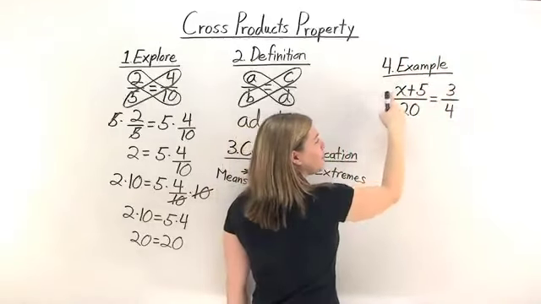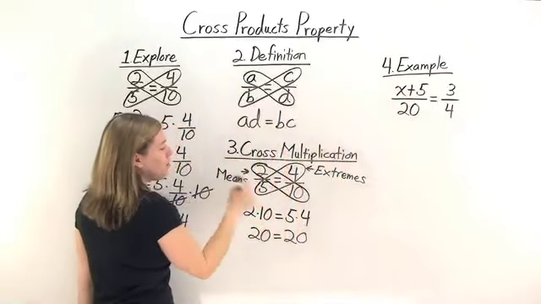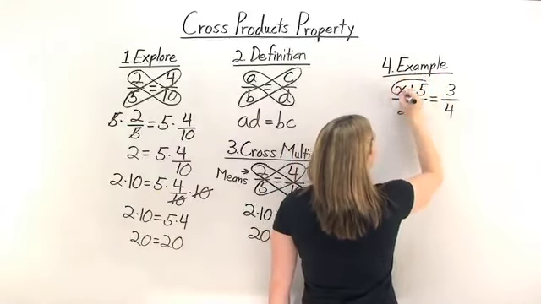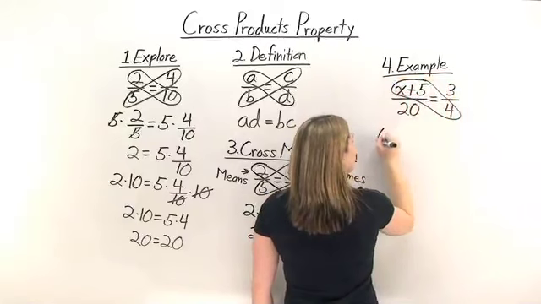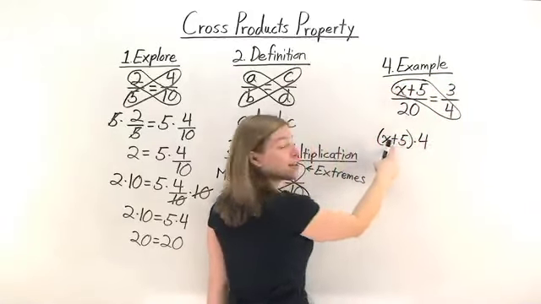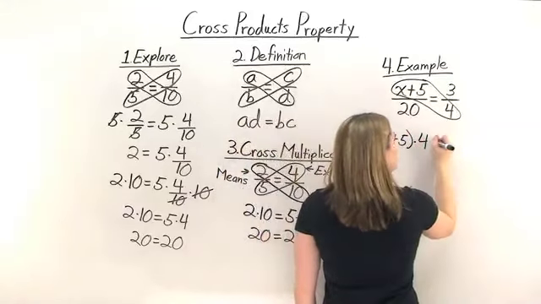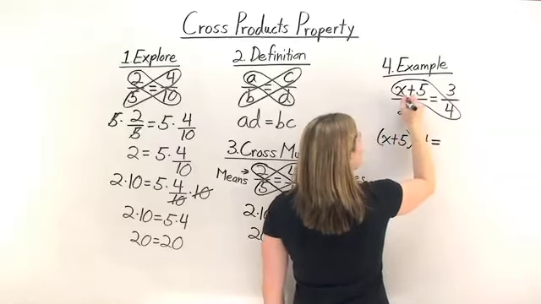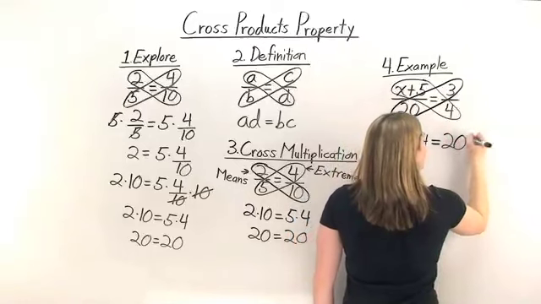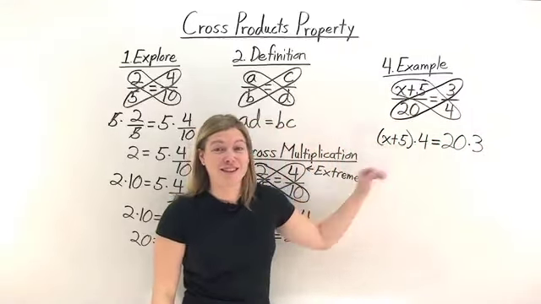So here we have x plus 5 over 20 equals 3 over 4. Following the cross products property, we can cross multiply. We can find the product of the means, so this numerator times this denominator, and we get x plus 5 times 4, remembering to put x plus 5 in parentheses since we're multiplying that entire quantity by 4, and we can set that equal to the product of the extremes. This denominator times this numerator, 20 times 3. And we come up with an equation that's a little bit easier to solve.